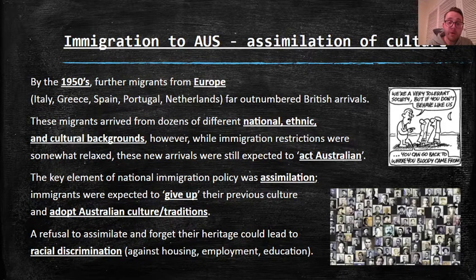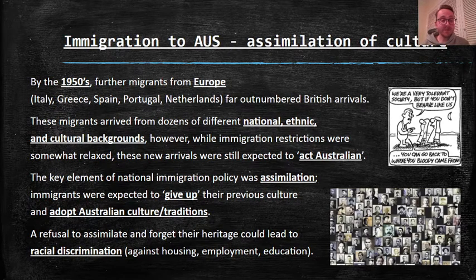However, while immigration restrictions were somewhat relaxed, these new arrivals were still expected to act Australian. I quite like that little political cartoon there. That's actually from modern times. That was after the Afghanistan-Iraq war, when we had refugees coming in from that region. We're a very tolerant society in Australia, but if you don't behave like us, you can go back to where you bloody came from. Sigh.